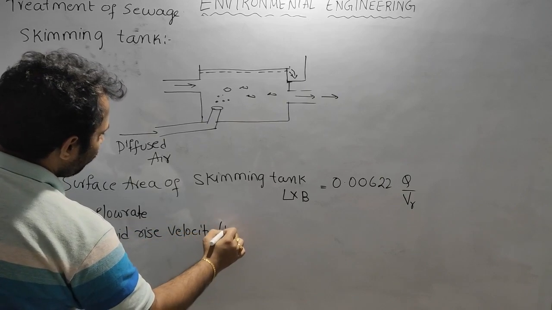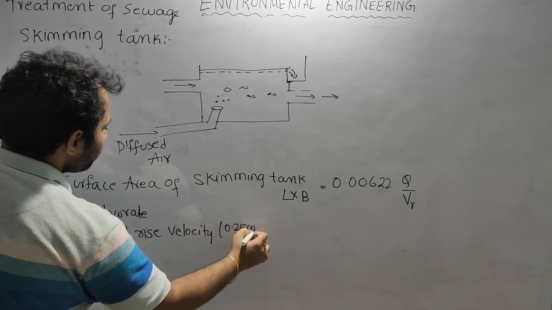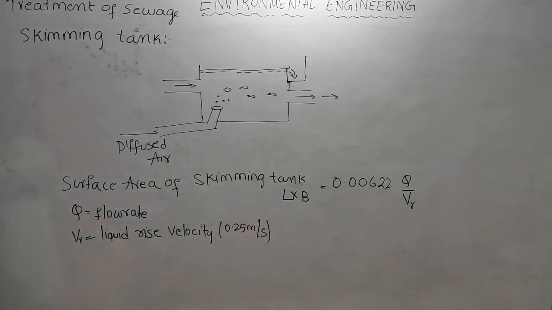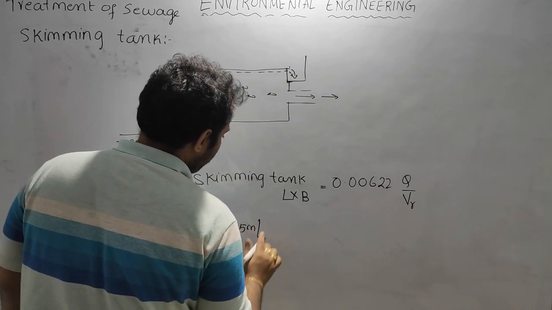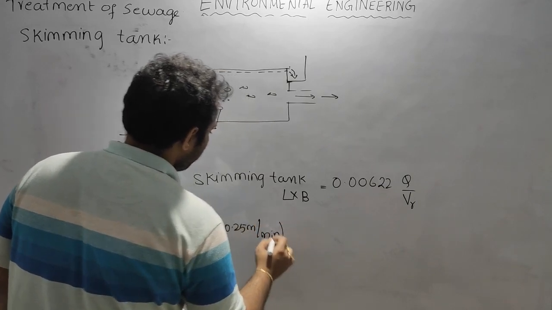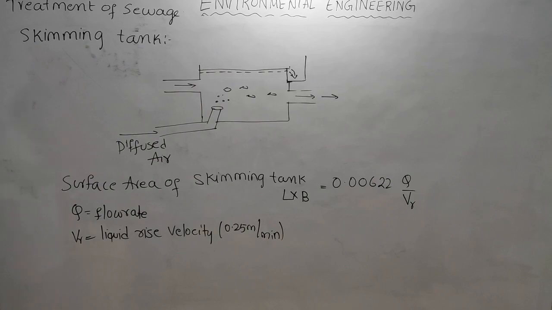Generally we take the liquid rise velocity as 0.25 meters per second. Sorry, it is not meter per second, it is meter per minute. We take it as 0.25 meter per minute. Likewise, whatever oils and grease are present inside the water will be removed in this manner.